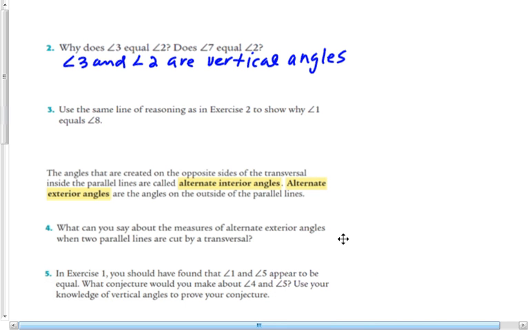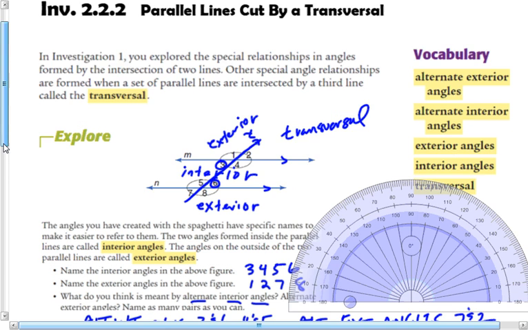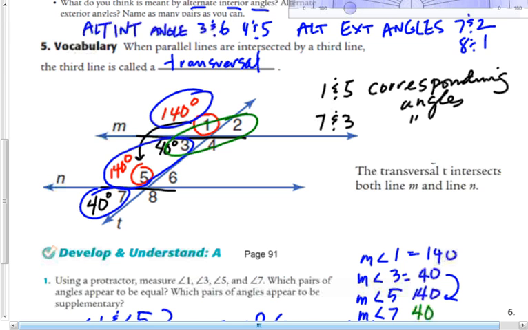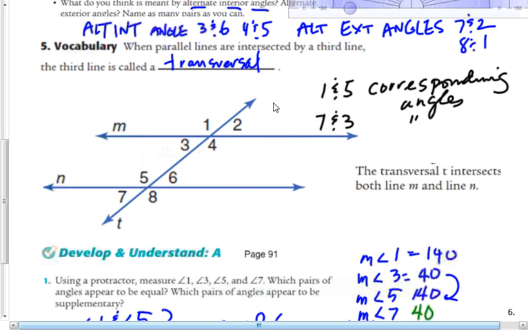And the second question says, does angle 7 equal angle 2? Angle 7 was one of those 40-degree angles. And remember, 7 was the same as 3, and 3 and 2 are the same. So, yes, angle 7 should equal angle 2.